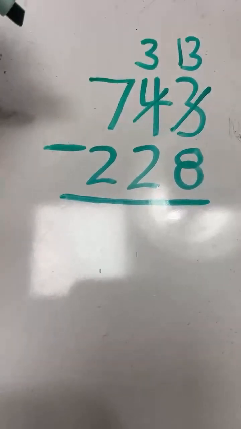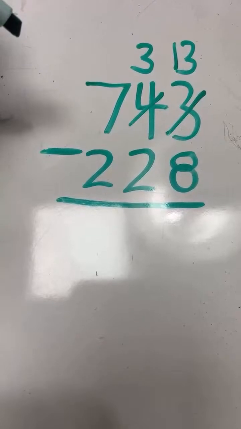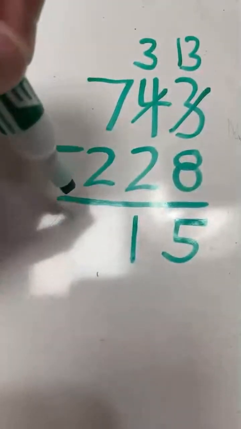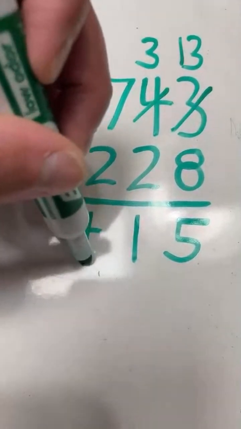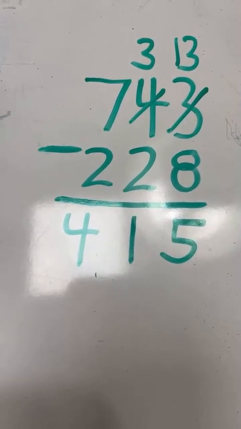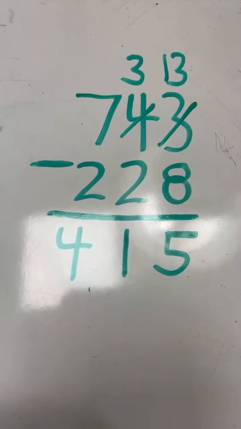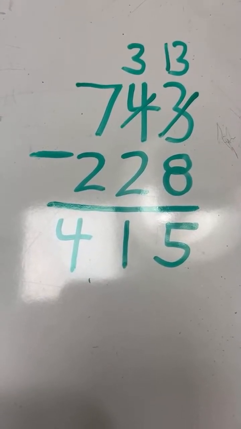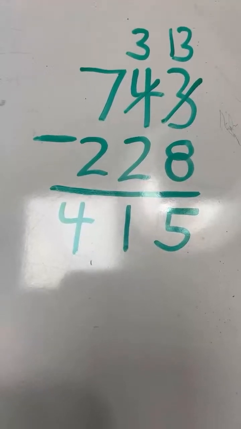And now we are ready to subtract. 13 minus 8 equals 5. 3 minus 2 equals 1. 7 minus 2 equals 4, and we have our final answer. 743 minus 228 equals 415.